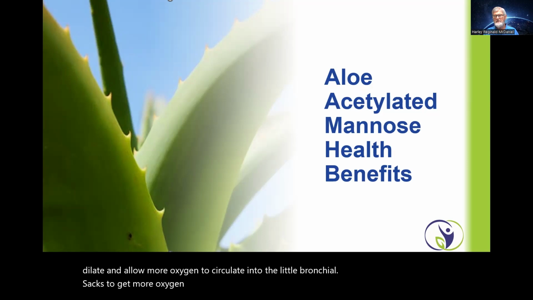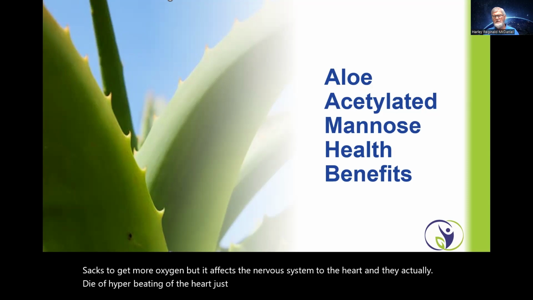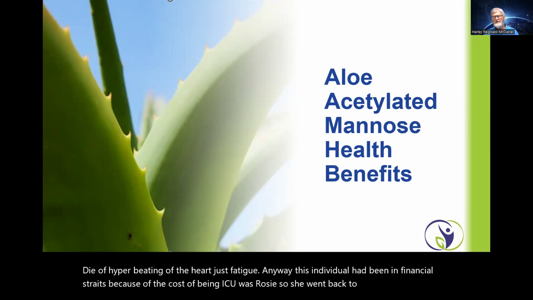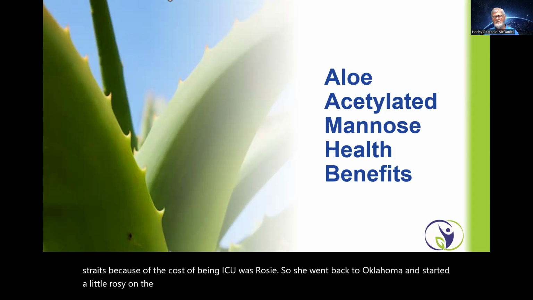But it affects the nervous system to the heart, and they actually die of hyper beating of the heart, just fatigue. Anyway, this individual had been in financial straits because of the cost to be in ICU with Rosie, so she went back to Oklahoma and started little Rosie on the active ingredient from the aloe.